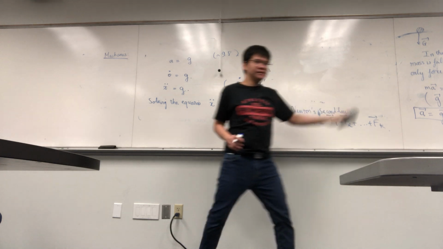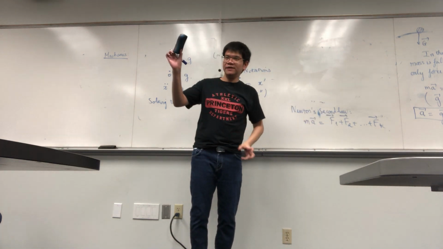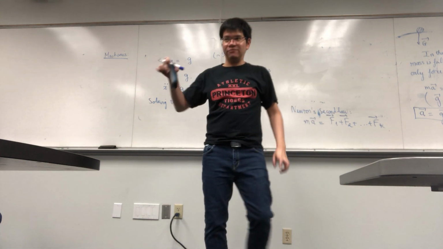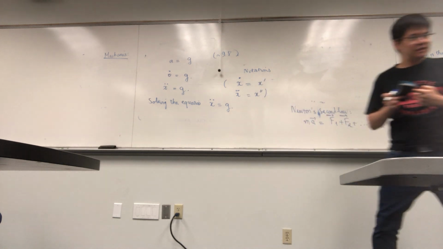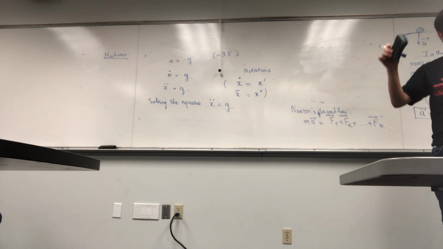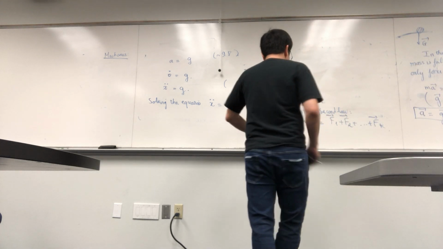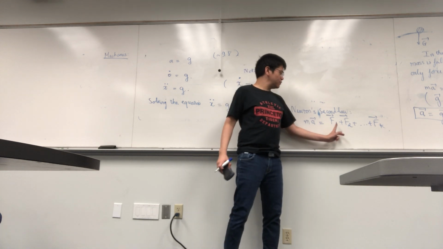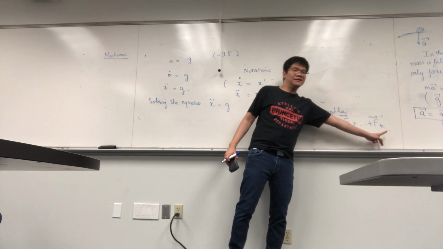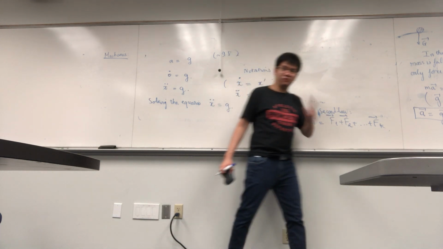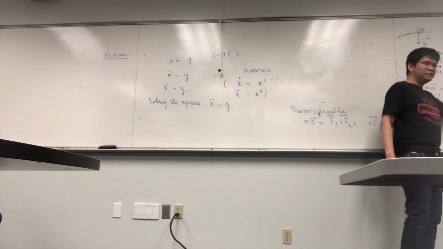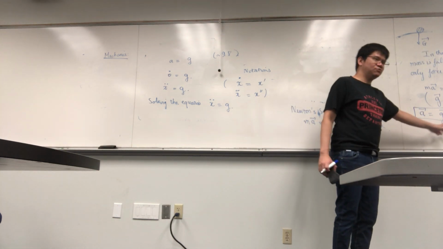So let me explain again. Suppose that I have a mass, and the mass is falling down. The only force acting on this mass is gravity, which is computed by m times g. By Newton's second law, we have ma equal to the sum of F1 to Fk. In this case, there is only one force, which is mg. So we have a equal to g.